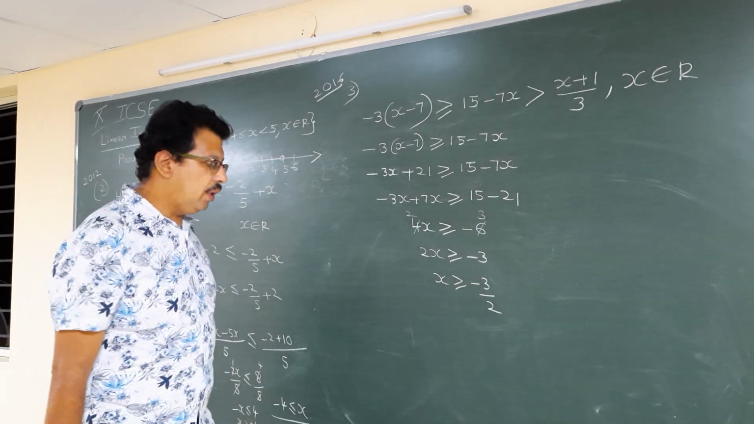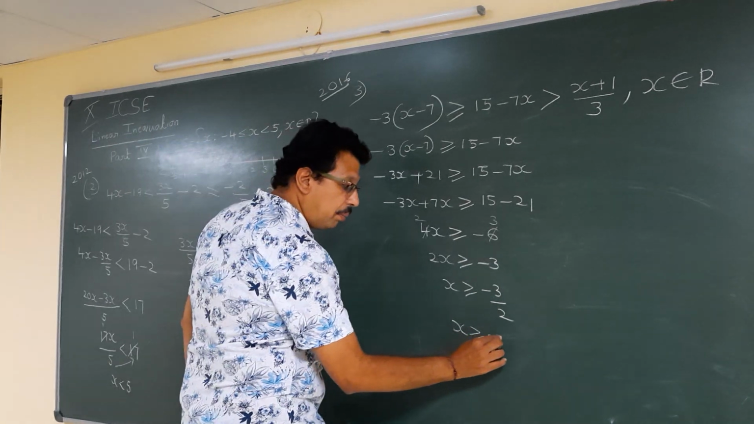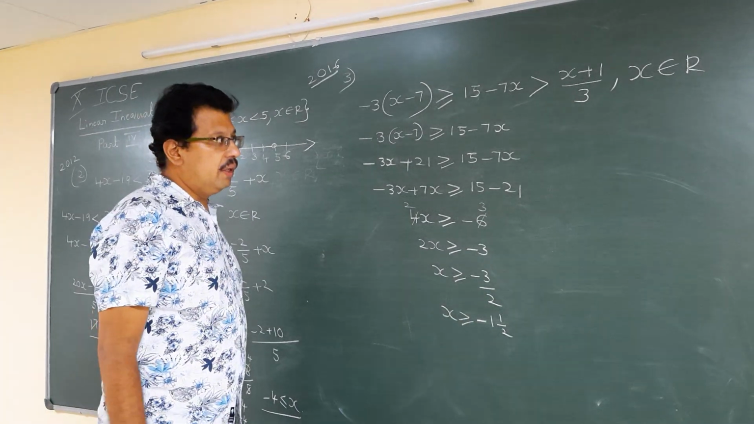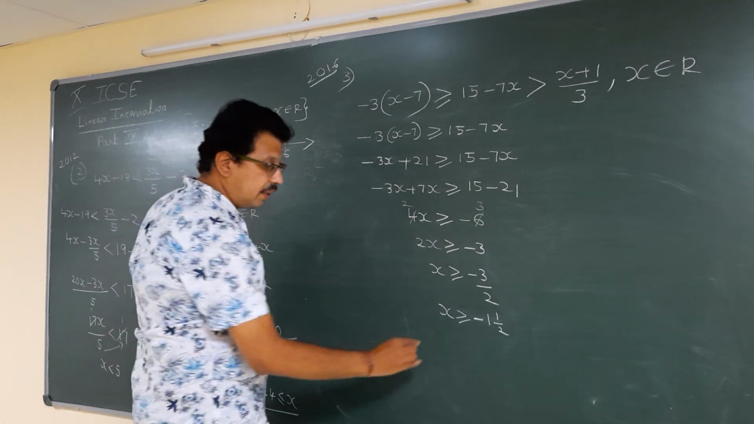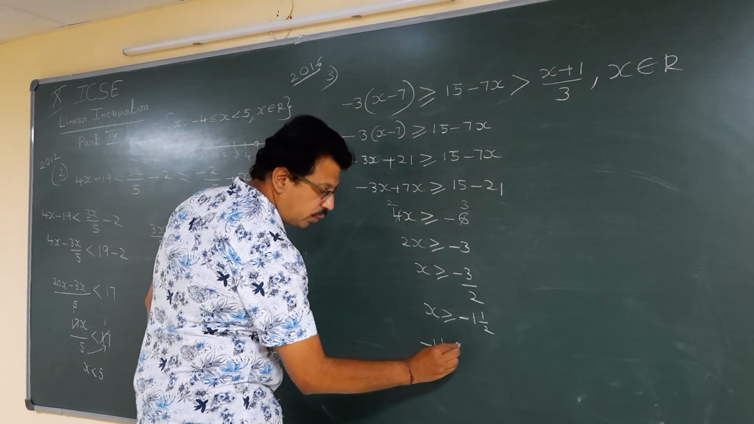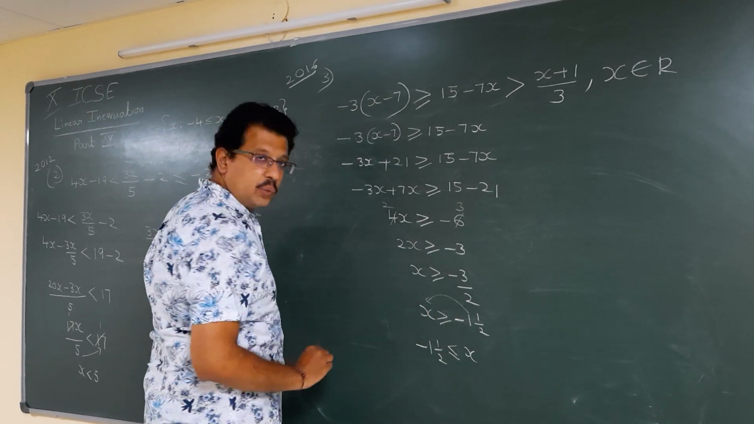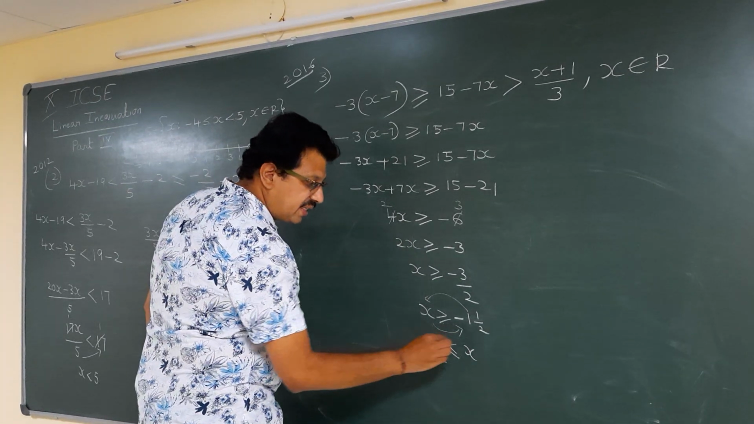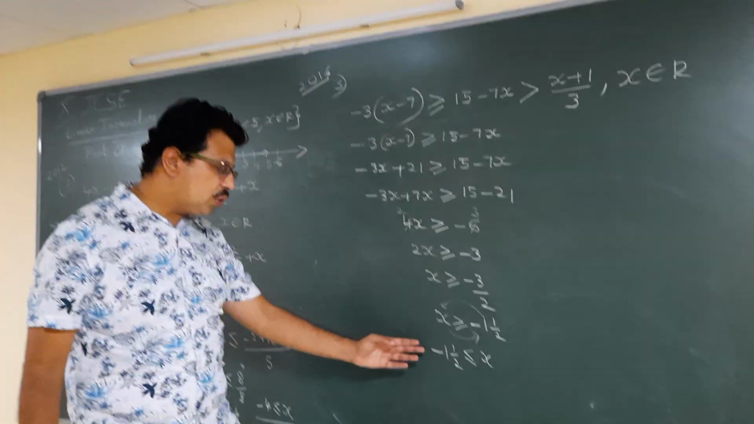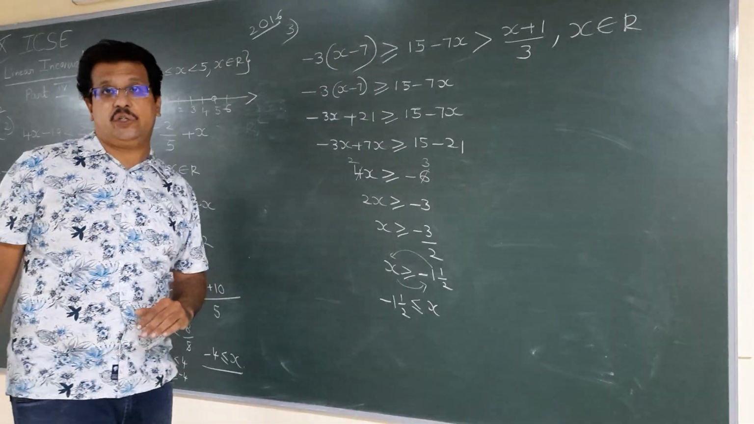Minus 3 by 2. Or you can also write x is greater than or equal to minus 1 and a half. Or you can also write this as minus 1 and a half greater than or equal to... it becomes what? Less than or equal to x, because I brought minus 1 and a half to the left side and x to the right side, so greater than or equal to has become less than or equal to. So minus 1 and a half is less than or equal to x. This is how you have to solve the first part of the equation.